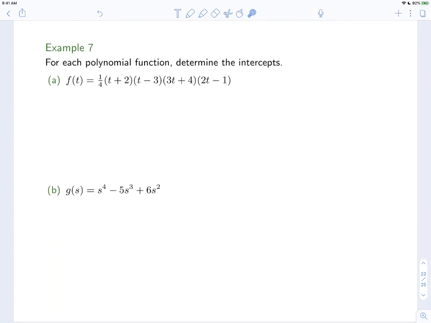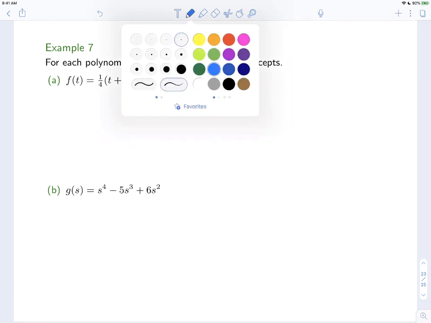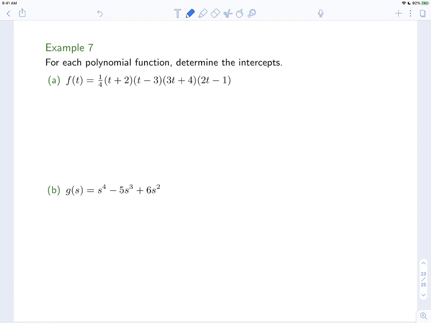So in this example, we're asked to determine the intercepts. Here, notice our independent variable is t, so let's say our dependent variable is y. Let's say that this is y equals f of t, because we want to know what the y-intercept is as well. So the y-intercept, that's when t is equal to 0.